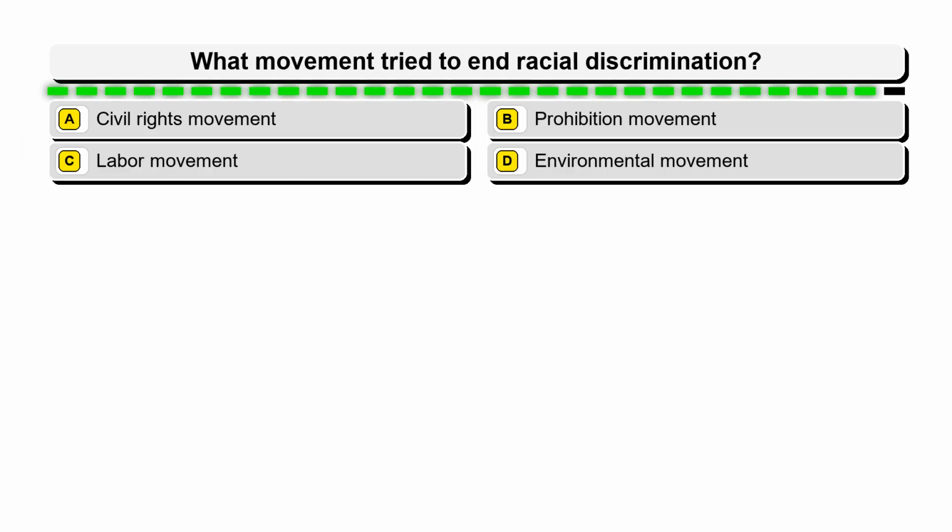Question 43. What movement tried to end racial discrimination? Option A, Civil Rights Movement. Option B, Prohibition Movement. Option C, Labor Movement. Option D, Environmental Movement.